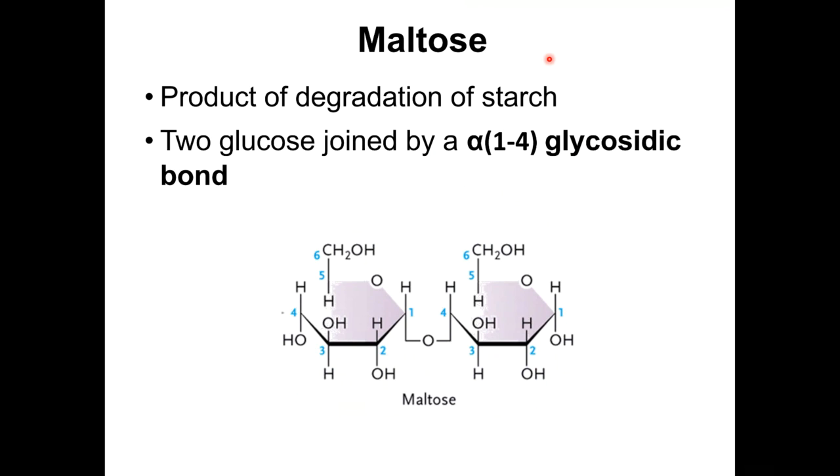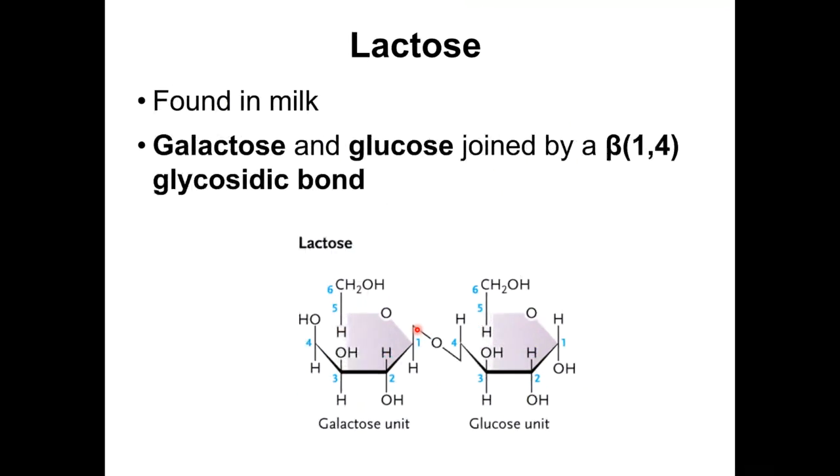Second important disaccharide is maltose. This comes from the degradation of starch, broken down into dimers, which are maltose. Maltose is built by 2 identical monosaccharides, which are alpha glucose. So this is an alpha glucose joined together with a glycosidic bond between carbon 1 and carbon 4. Hence, this is referred to as an alpha 1,4 glycosidic bond.